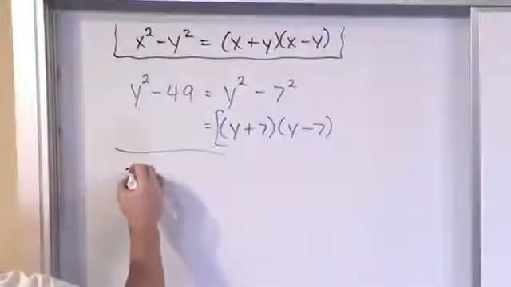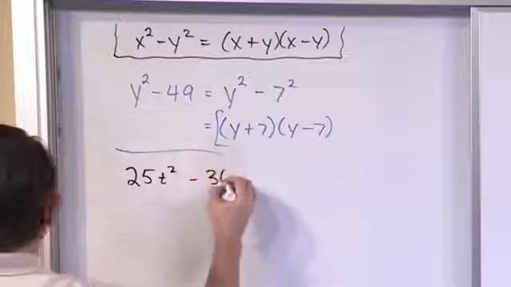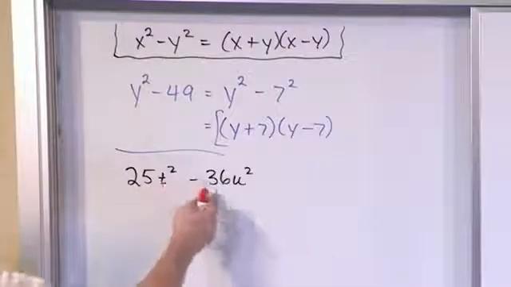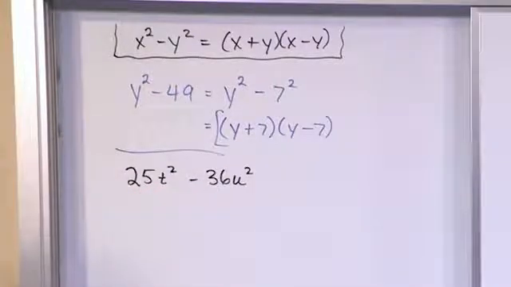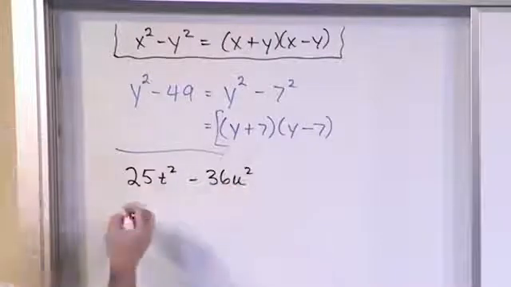All right, now let's say you have 25t squared minus 36u squared. Now this one looks totally different, but again, you obviously are able to factor it, otherwise I wouldn't present it to you. So you start looking and you realize 25 and 36 both look like perfect squares. That's a big clue. And obviously you have t squared and u squared, so how would I rewrite this?